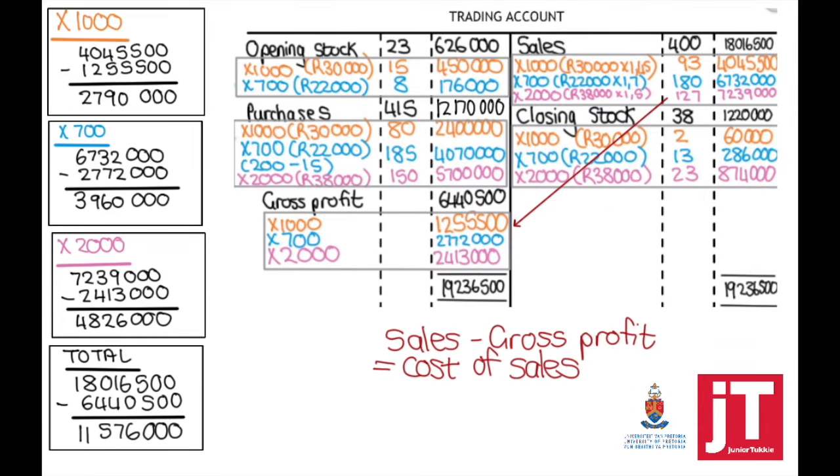Now we can look at the total. If we take the total sales and we minus the total gross profit, we will get the total cost of sales. And if you add all of those together, it equals exactly the same answer. So the idea again is to show you the different ways how to get to the answer. Use what works for you.